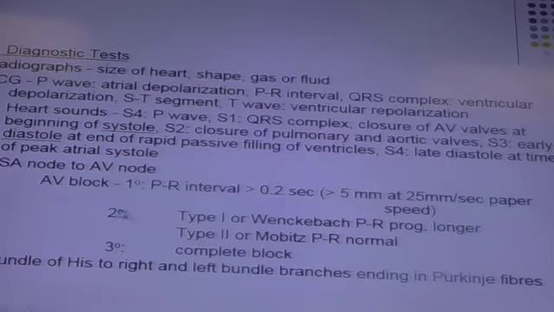And your type 2 second degree AV block, remember your PR interval is normal, and then you get your dropped QRS complex. And then your third degree AV block is a complete blockage, so everything is very random. QRS complex here, there, everywhere, but very random. There's no underlying rhythm to it, right?